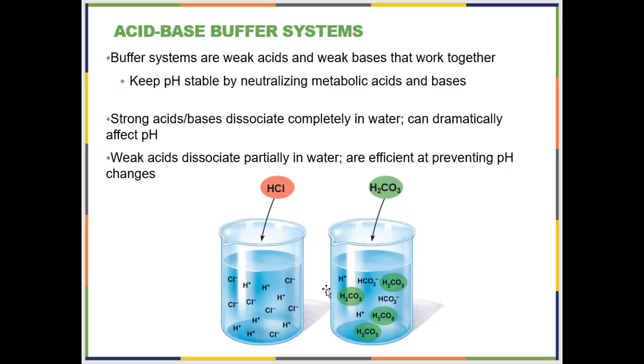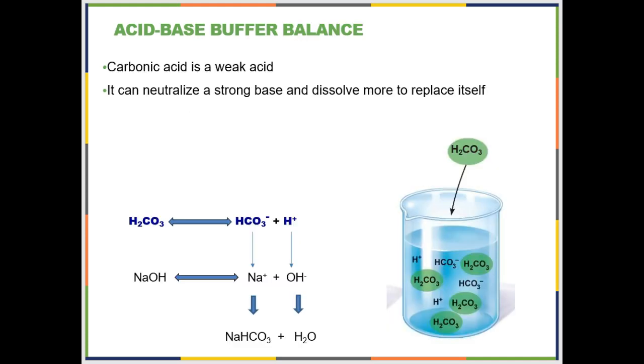And a weak base would work the same way. It doesn't fully dissolve and liberate ions that can then interact with hydrogen ions and pull them out of solution. So as we said before, this is the example I'm giving here. We're still talking about carbonic acid as a weak acid. What that means is that it can neutralize a strong base.